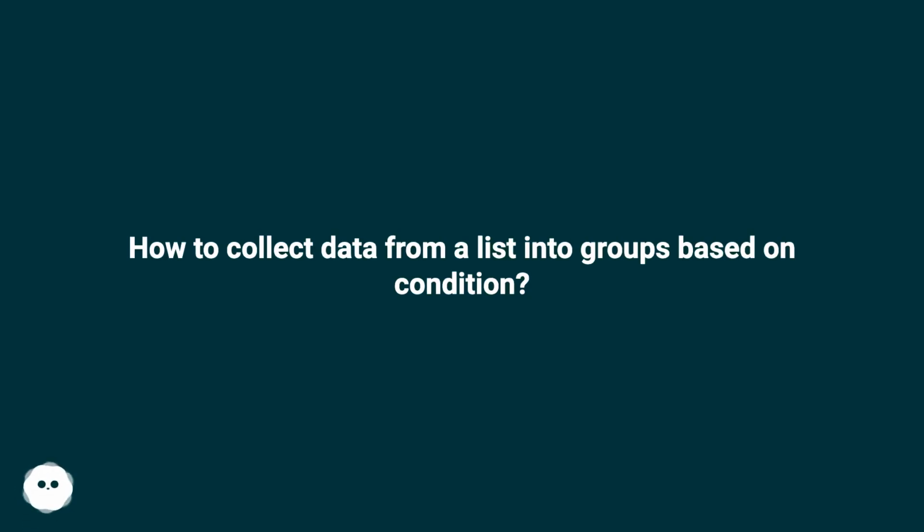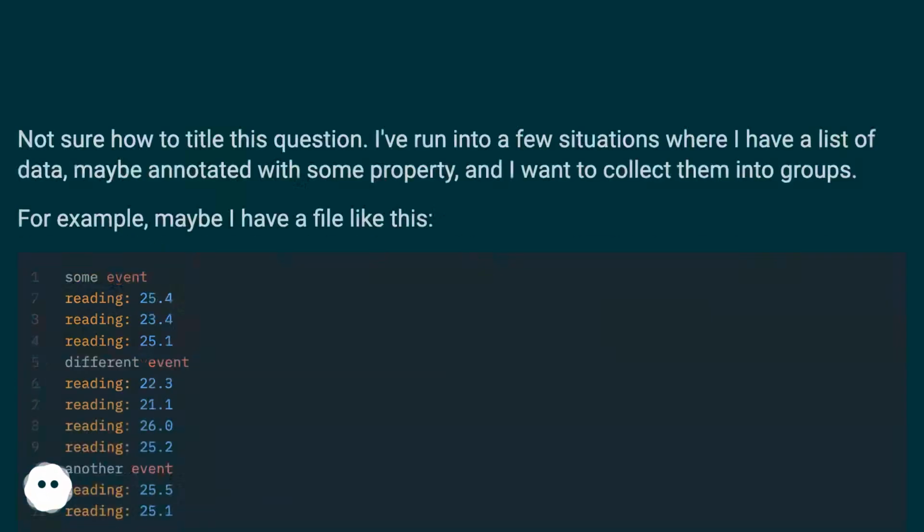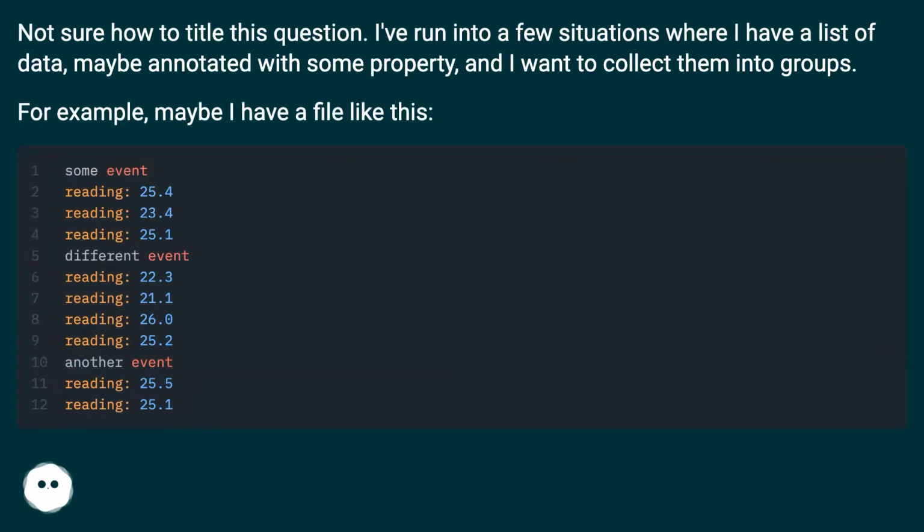How to collect data from a list into groups based on condition? Not sure how to title this question. I've run into a few situations where I have a list of data, maybe annotated with some property, and I want to collect them into groups. For example, maybe I have a file like this.